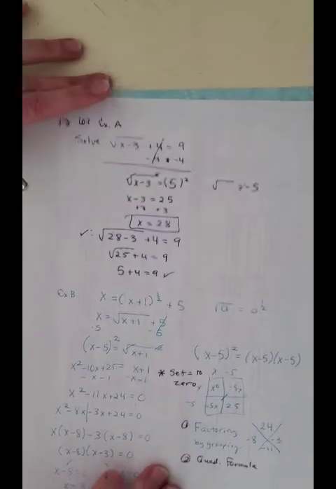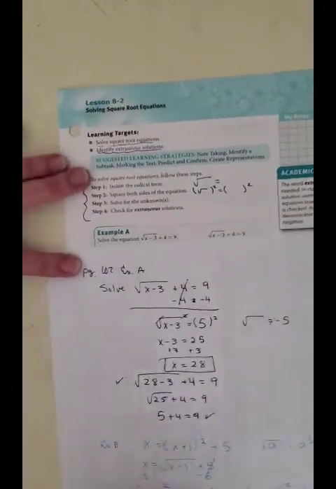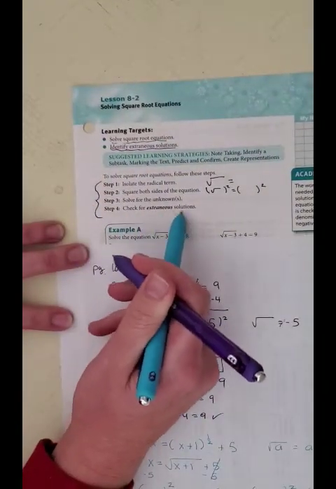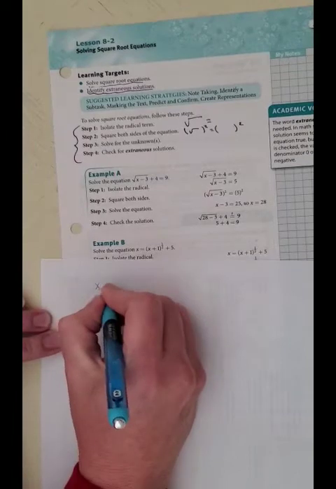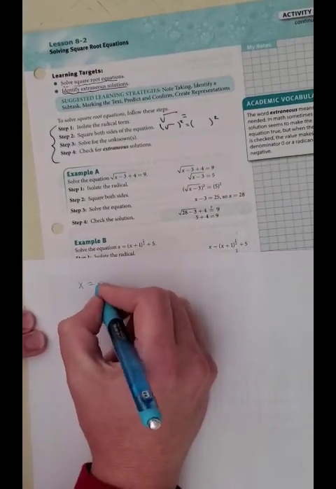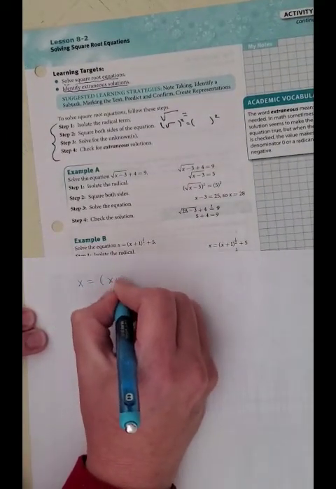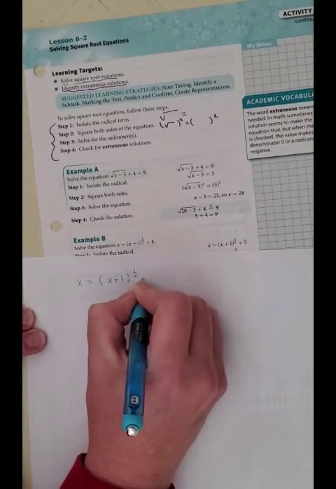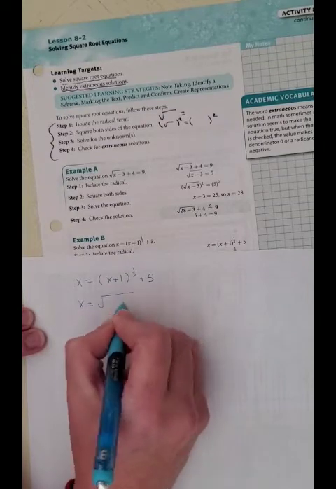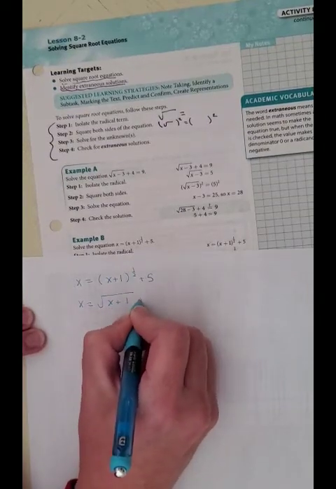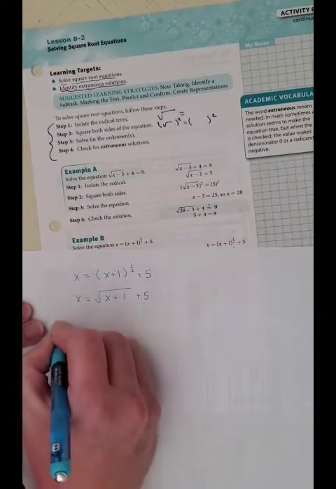Now, the last step we need to do is check for extraneous solutions. So I'm going to take my original equation, which was x equals x plus 1 to the 1/2 plus 5. And I am going to rewrite this using a radical because most of the time students are more comfortable with radicals. And I'm going to do my check.